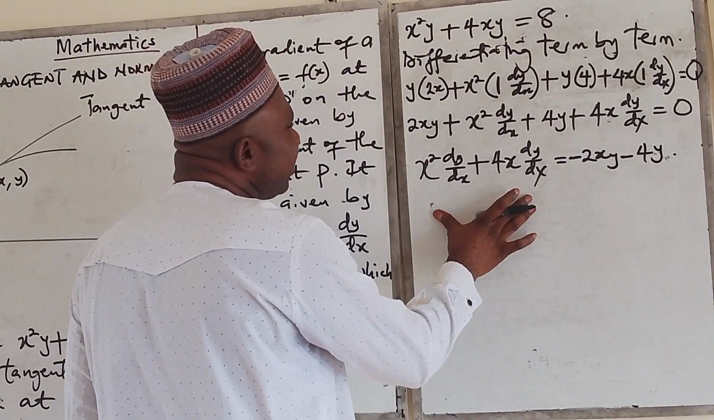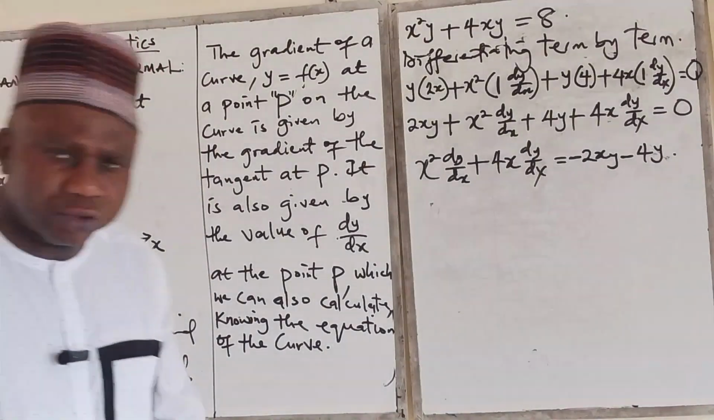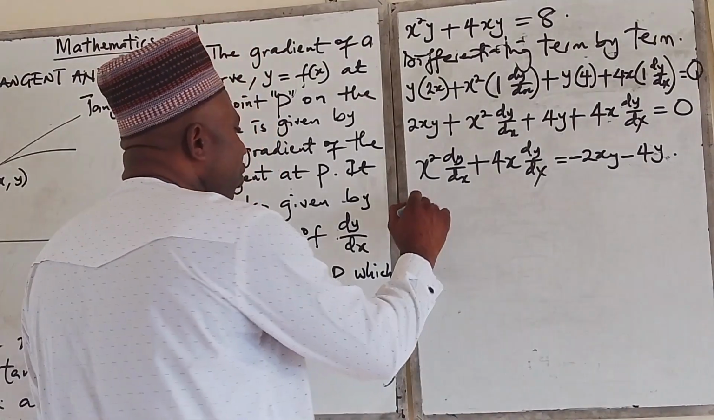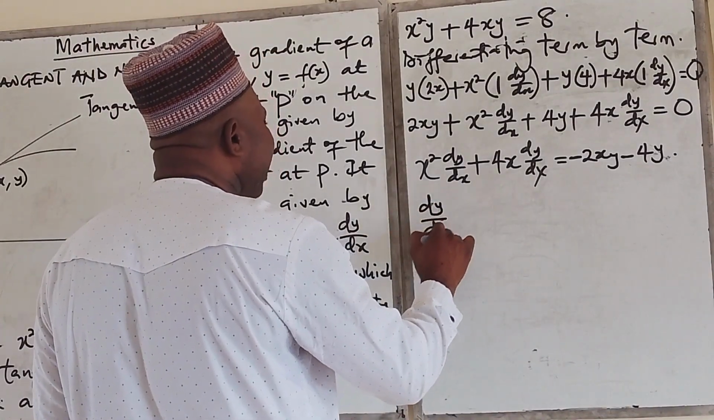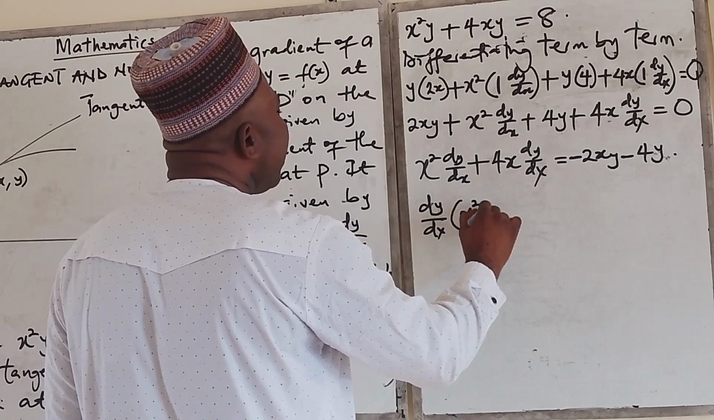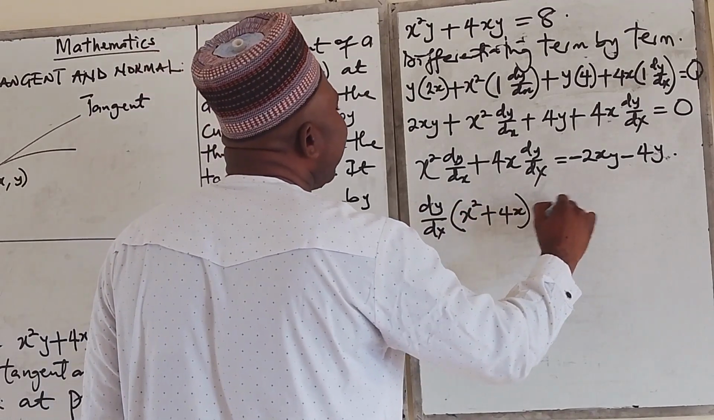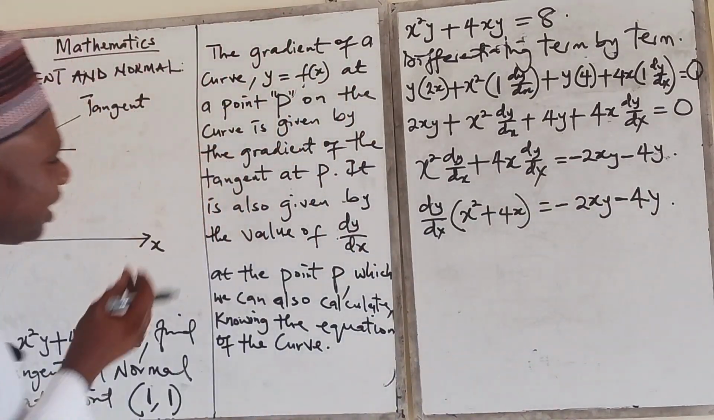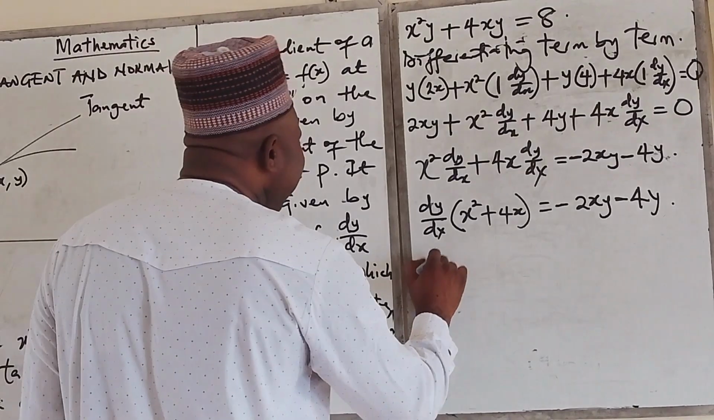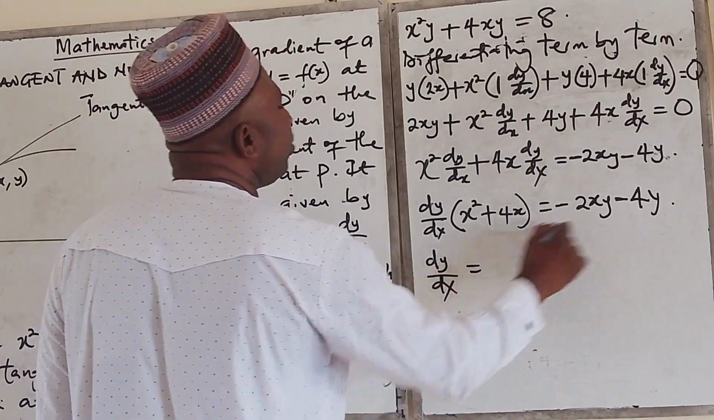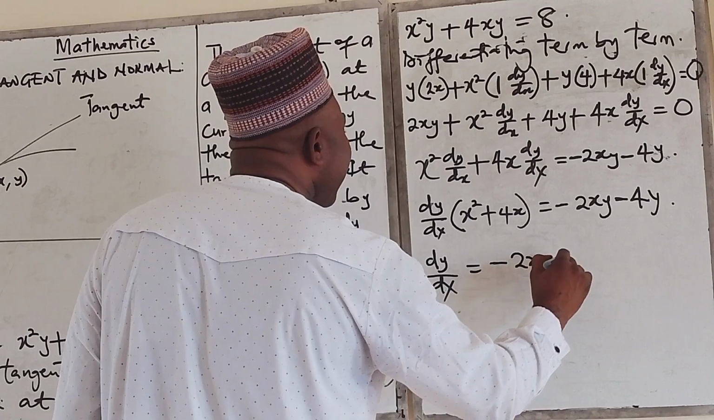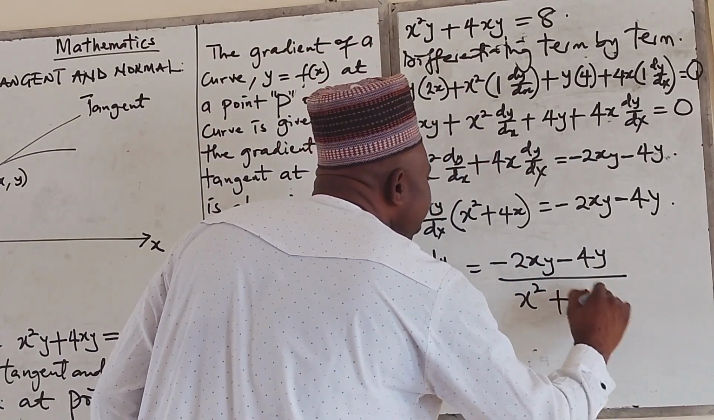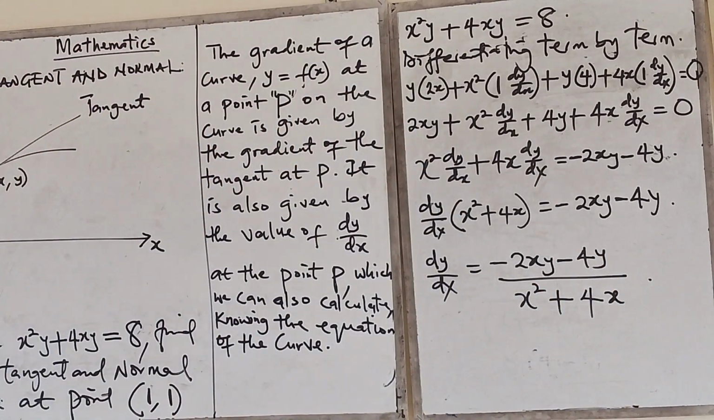So it means at the left hand side, the dy over dx is common. Yes, we have the dy over dx here. We also have it here. So it means now that when you factor it out, we have the dy/dx outside, in brackets x squared plus 4x is equal to minus 2xy minus 4y. Yes. Now let's get the value of dy over dx. It means dy over dx will be equal to minus 2xy minus 4y all over x squared plus 4x. Yes, that's the dy over dx.